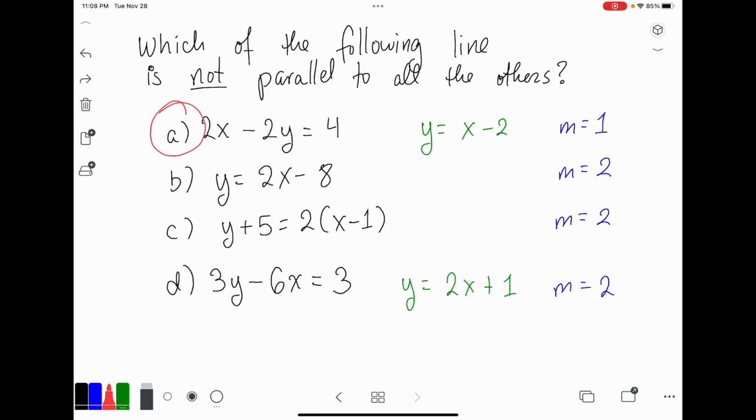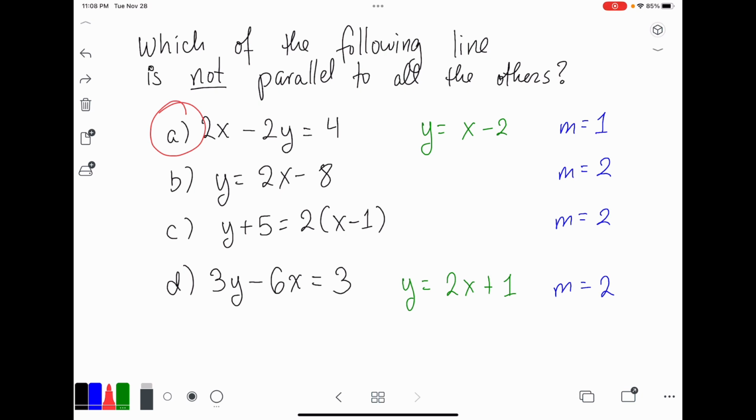So there you have it. If you have determined that A is the only line that's not parallel, then you got it correct. Notice the A is in standard form, so we rearranged it in slope-intercept form, and we found that the slope is 1. Remember that there's an invisible 1 right there.